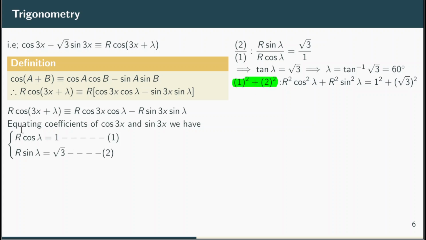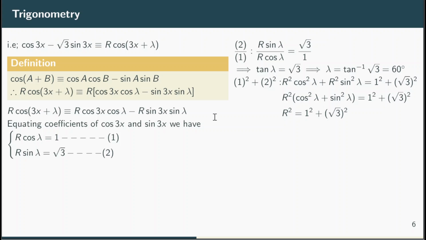Squaring equation 1, I'll have r squared cos squared lambda. I add it to the square of equation 2, r squared sin squared lambda, which equals 1 squared plus root 3 squared. Then I notice that r squared is common to these two terms, so I factor out r squared, and this is the Pythagorean identity. It will always be so, and this boils down to 1. So I have r squared equals 1 squared plus root 3 squared.